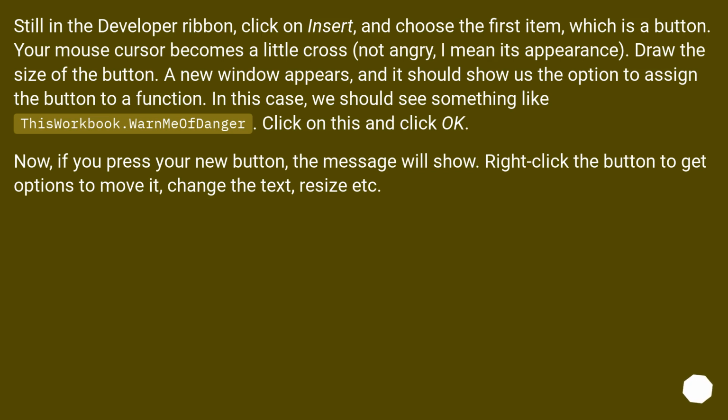Still in the Developer ribbon, click on Insert, and choose the first item, which is a button. Your mouse cursor becomes a little cross, not angry, I mean its appearance. Draw the size of the button. A new window appears, and it should show us the option to assign the button to a function. In this case, we should see something like ThisWorkbook.WarnMeOfDanger. Click on this and click OK. Now, if you press your new button, the message will show. Right-click the button to get options to move it, change the text, resize, etc.